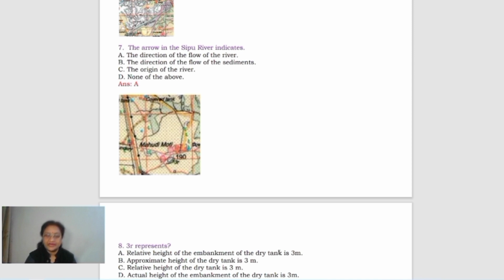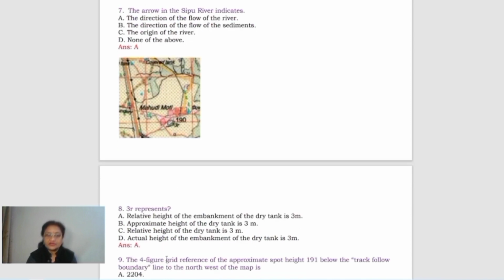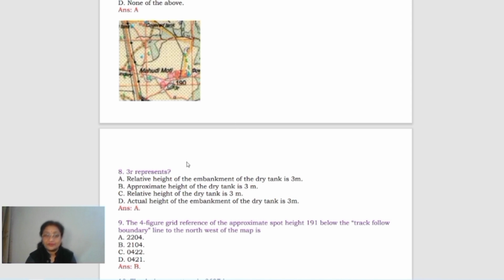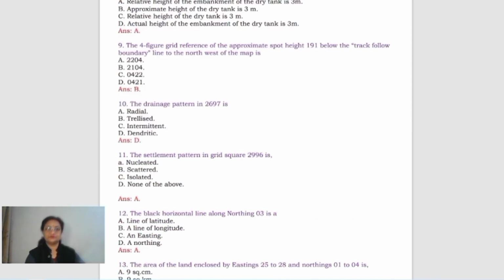Relative height of the embankment of the dry tank is 3 meters. Here you can see the 3R is mentioned, right? Is it correct? Number 2, approximate height of the dry tank is 3 meters. Actual height of the embankment of the dry tank is 3 meters. It's a dry tank, but the embankment is there, children, you can see. This is the reason we have to mention that it is a relative height of the embankment of 3 meters. The drainage pattern in 2697 is dendritic.